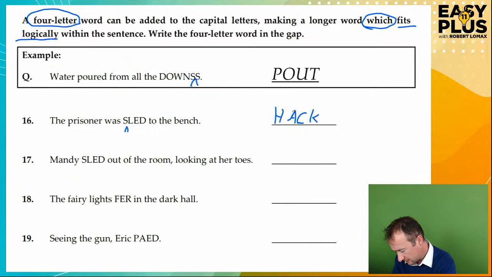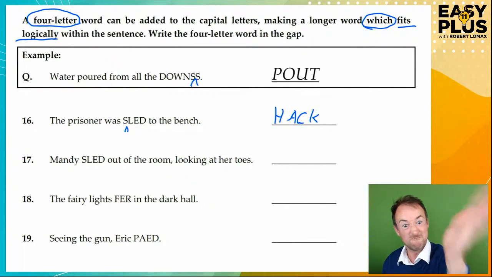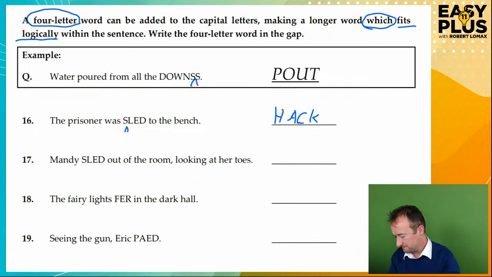So that would be S-H-A-C-K. And that is a word, to hack at something. Hack. The prisoner was shackled to the bench. So that's the kind of way you get the answer.